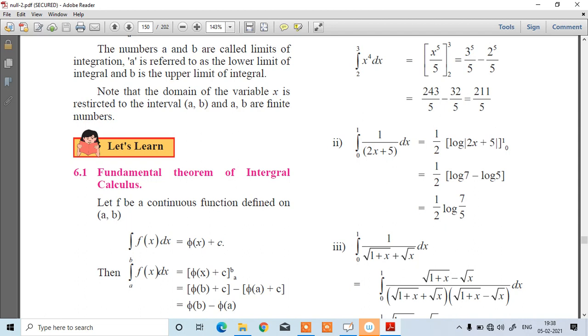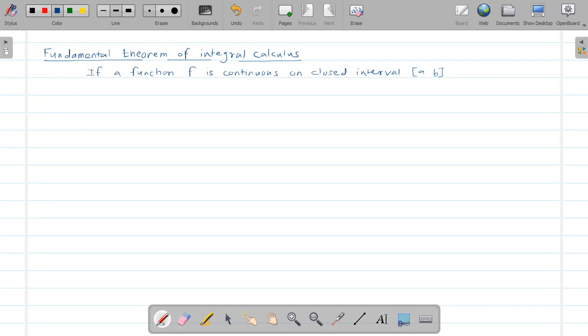I will show it by writing here. So see here, the fundamental theorem of integral calculus. If a function f is continuous on closed interval ab, and if it is given that integration of f of x dx is phi of x plus c, you know this very well. This is called indefinite integration.